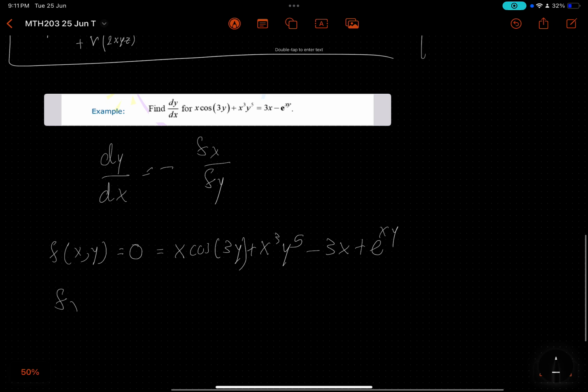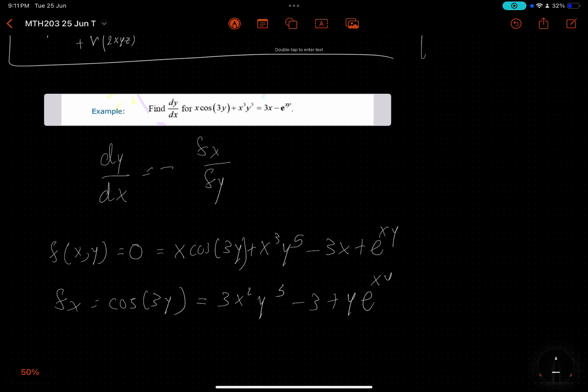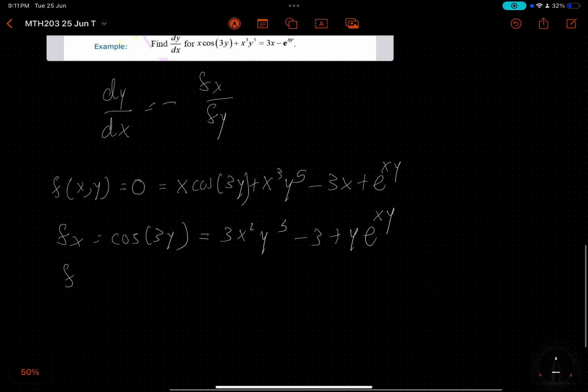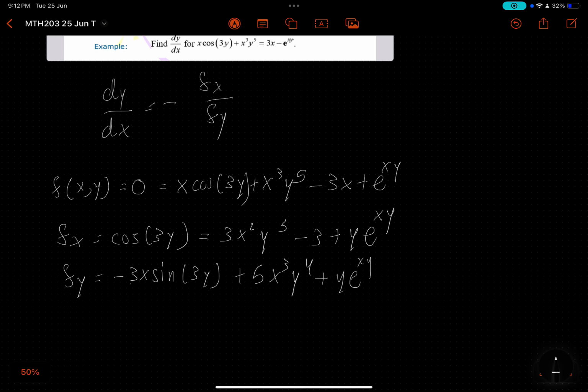Taking fx gives us, if we want to find fx, we're going to have minus 3y sine... equals 3x squared y to the 5 minus 3 plus y e to the xy, and then fy. What is fy? Fy is basically minus x times 3 sine of 3y plus 5x to the 3 y to the 4 plus x e to the xy, with 3x regarded as constant.